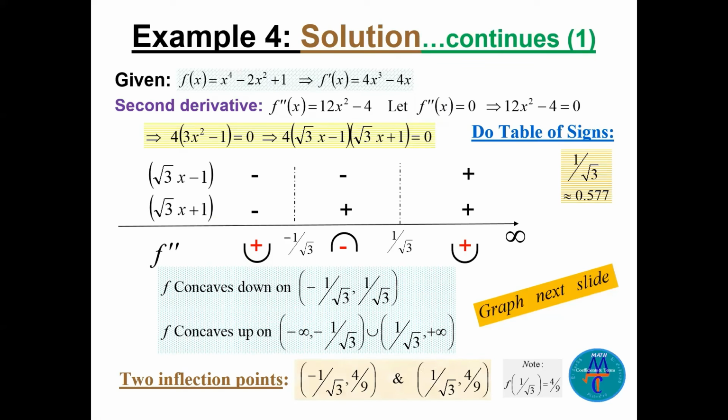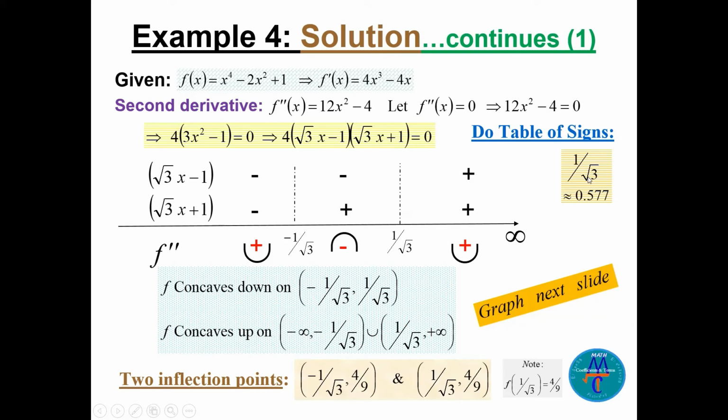Okay, now the second derivative. The second derivative will be 12x squared minus 4. Let f double prime equal 0. So 12x squared minus 4 equals 0. Take 4 as a common factor, then you have 3x squared minus 1 inside the bracket. Put this equal to 0, take 1 to the other side, and take the square root of both sides. What do you get? x equals 1 over square root of 3 and x equals minus 1 over square root of 3. This is what you need here.